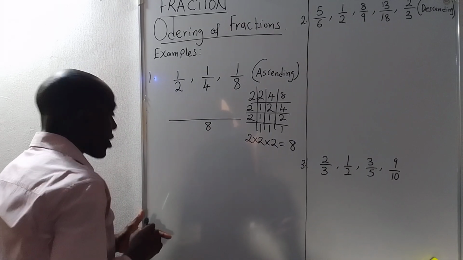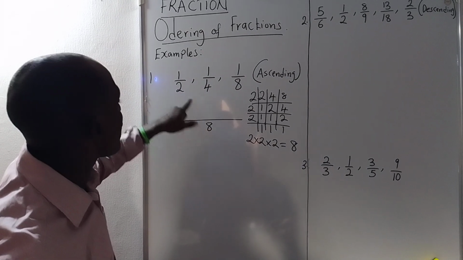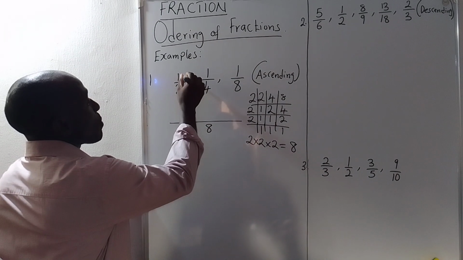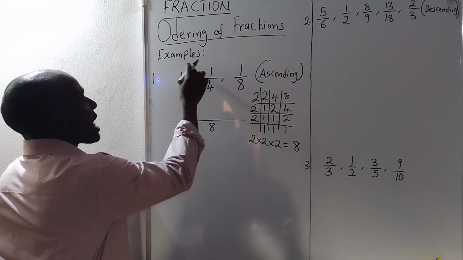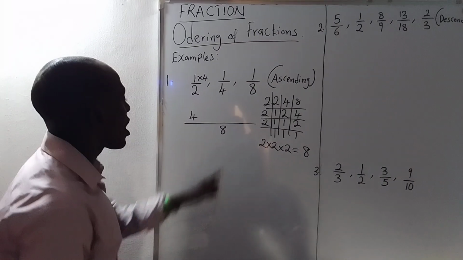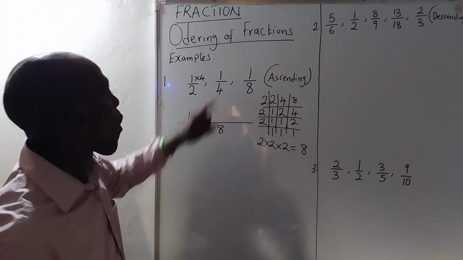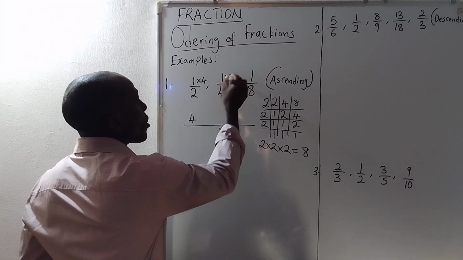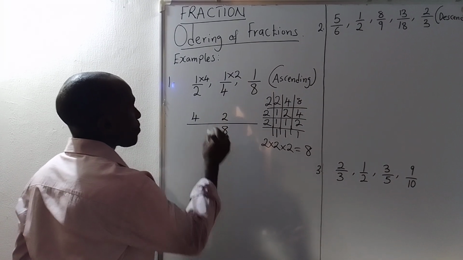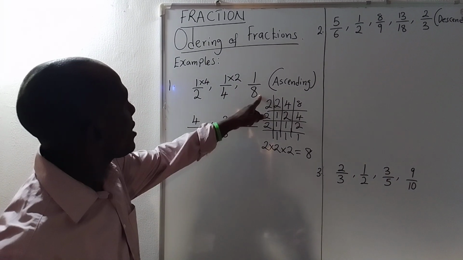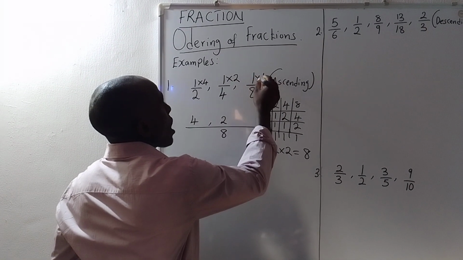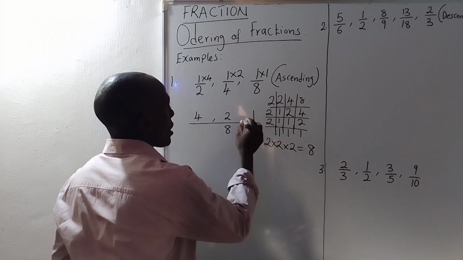8 divided by 2 will give us 4. The 4 that we got, we multiply by this. So 1 times 4 is 4. We keep it here because we got it from here. 8 divided by 4 will give us 2. We write our 2 here. 1 multiplied by 2 is 2. 8 divided by 8 will give us 1. We multiply it by 1. 1 times 1 is 1.